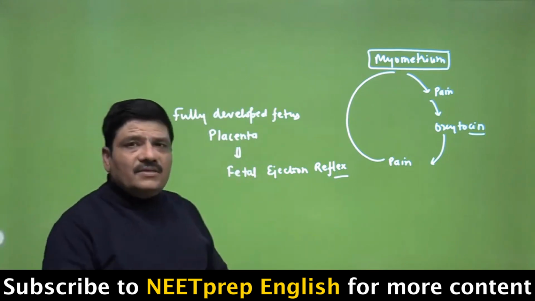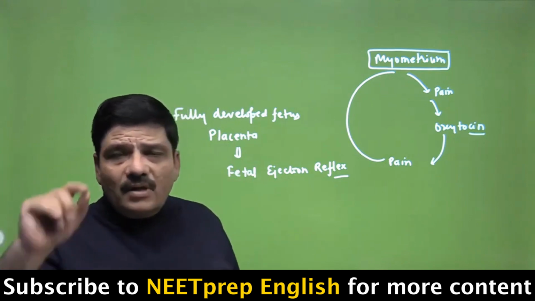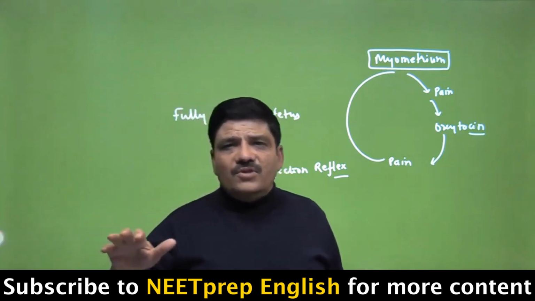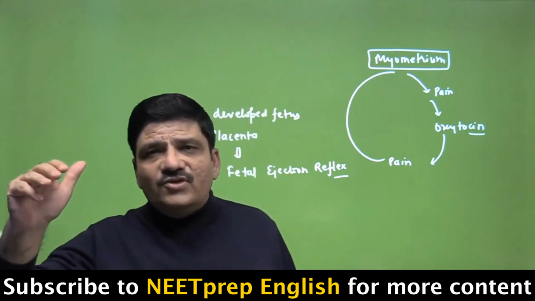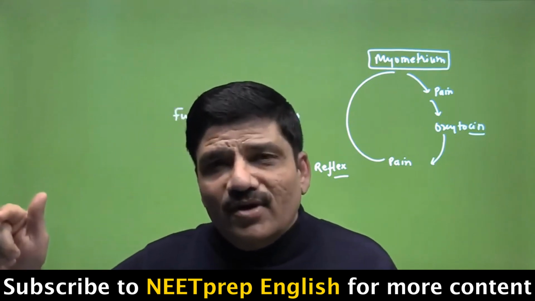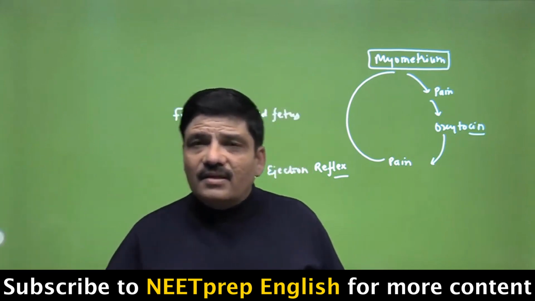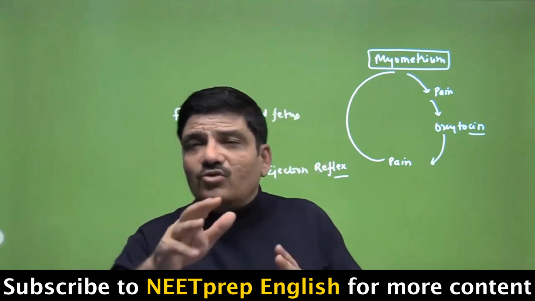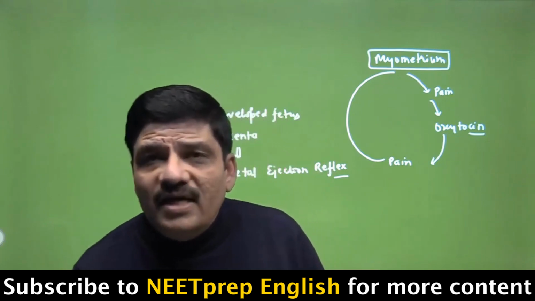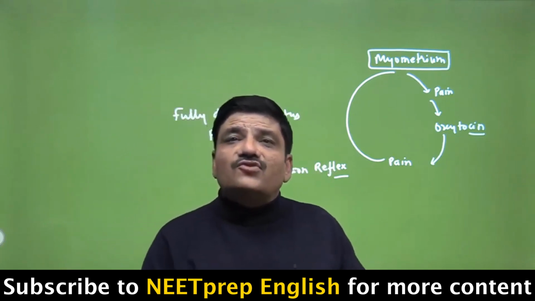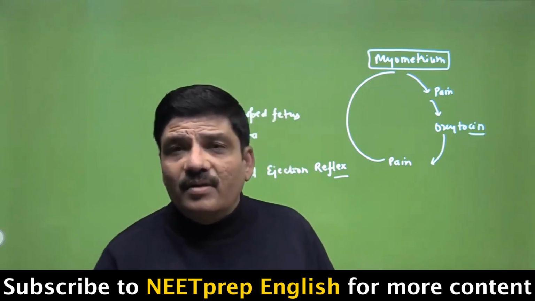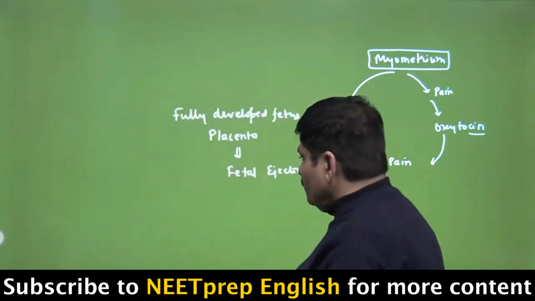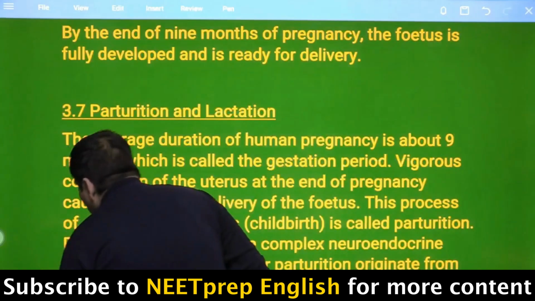So what happens again, just to revise this concept, is that when the fetus is fully developed, the placenta decreases the secretion of progesterone and increases the secretion of estrogen. This leads to myometrium contraction, the onset of the labor pains. This pain is perceived by the maternal hypothalamus, and you know that through the posterior pituitary, oxytocin will be released. This oxytocin again induces a stronger contraction in the myometrium, and then there is a positive feedback which leads to the parturition or the birth of the baby. I hope this thing is now absolutely clear.